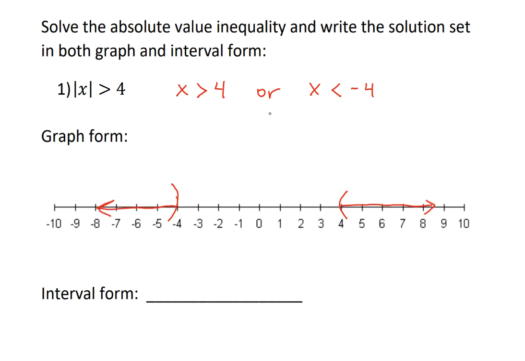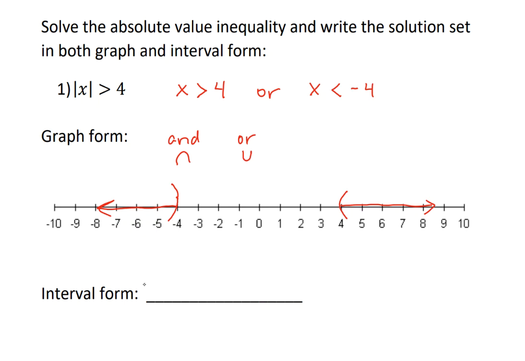Now remember, we have symbols for the words and and or. And is the intersection, and we use the upside down U. Or is the union, so we use the U for our symbol. So when we write the interval, we're going to have to use a symbol. And because our connecting word is or, we're going to use the U symbol.